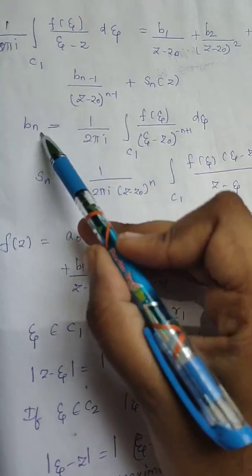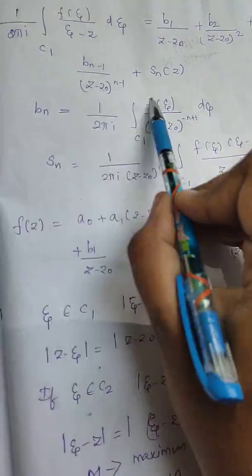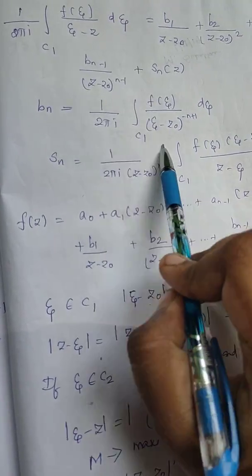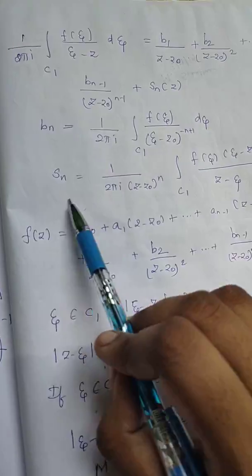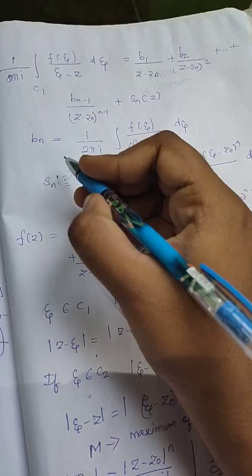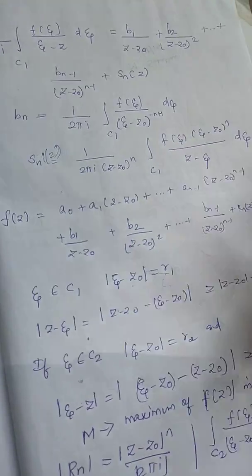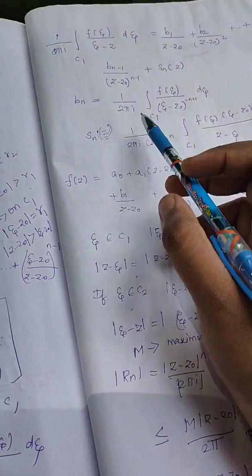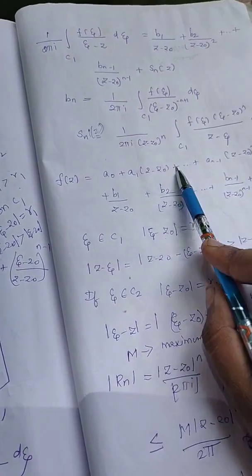Here I'm going to make use of this expansion or substitution. So bn is equal to 1 by 2 pi i times this term, and the last term I'm going to take as sn of z, or whatever you want to call it. It's a function of z, right? And then sn of z.